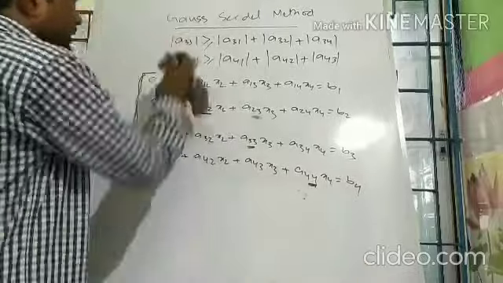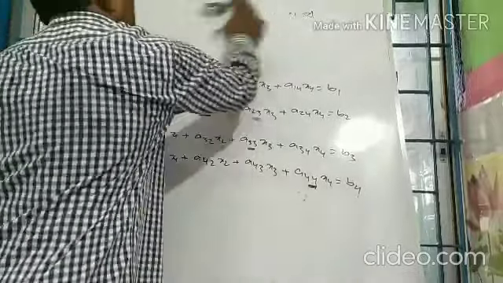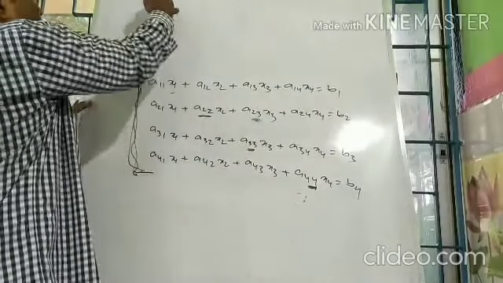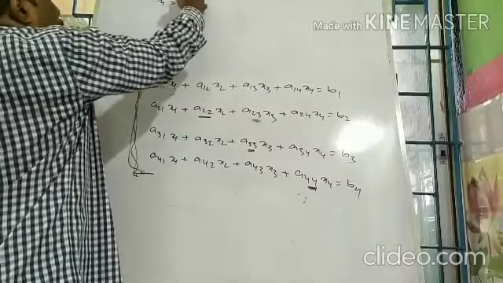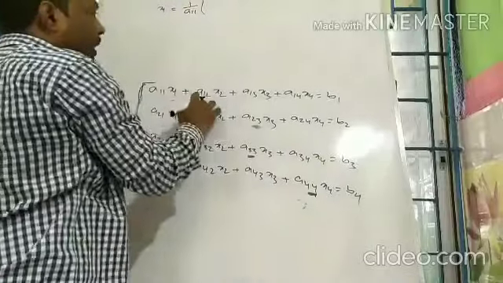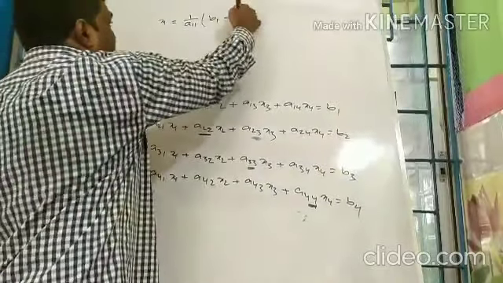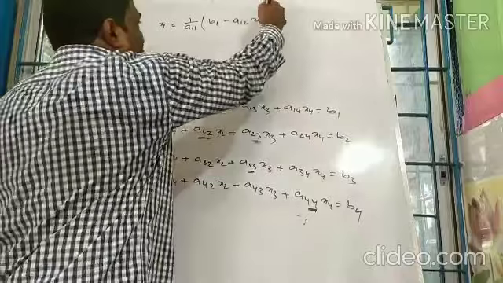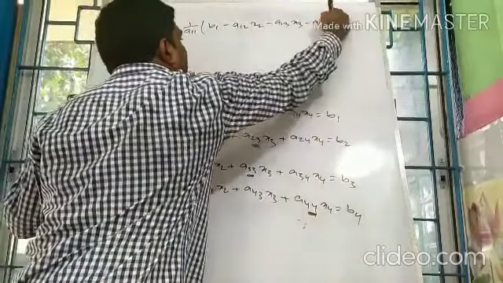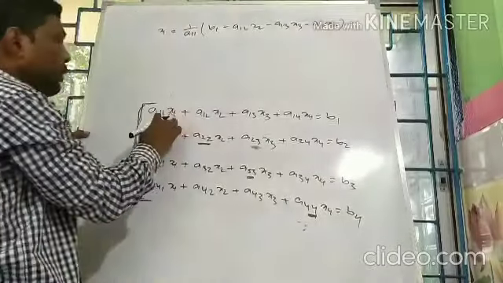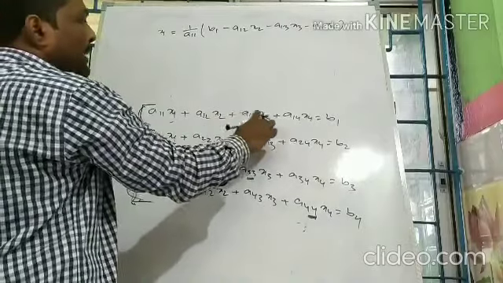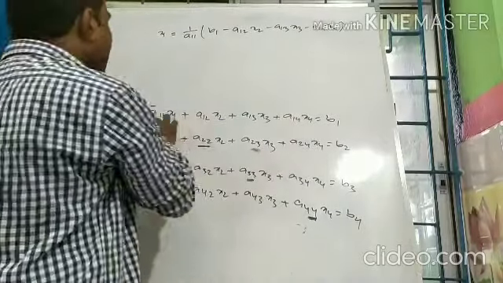We are considering that this system of equations is diagonally dominant. Then calculate x1 from the first equation. What is x1? x1 equals to 1 by a11 b1 minus a12 x2 minus a13 x3 minus a14 x4. So x1 from the first equation is b1 minus a12 x2 minus a13 x3 minus a14 x4 divided by a11.